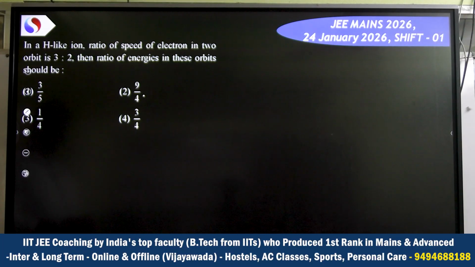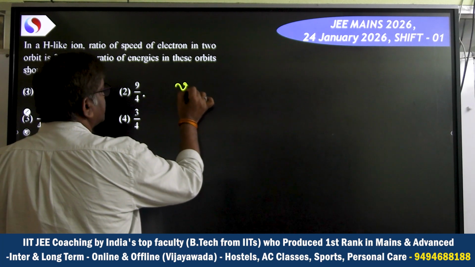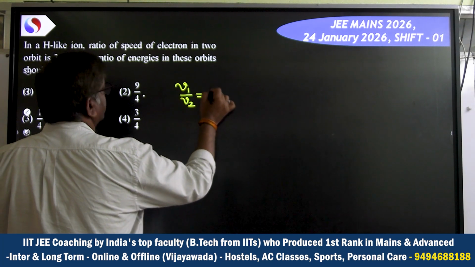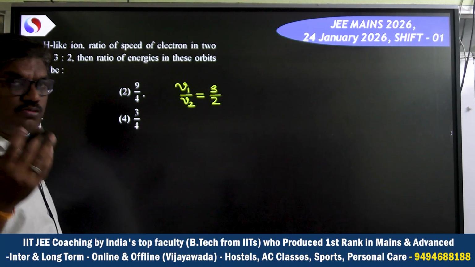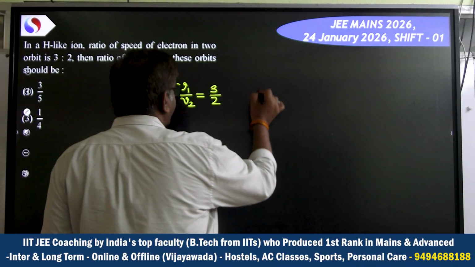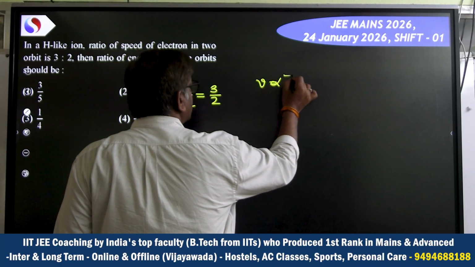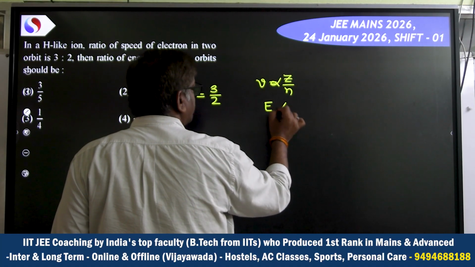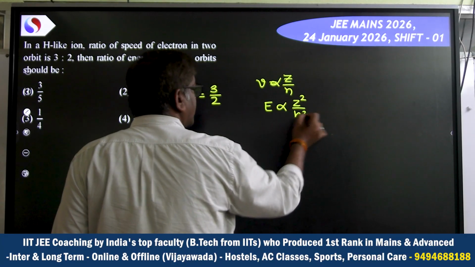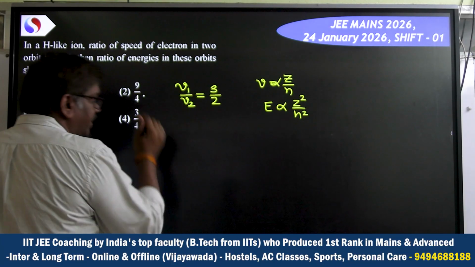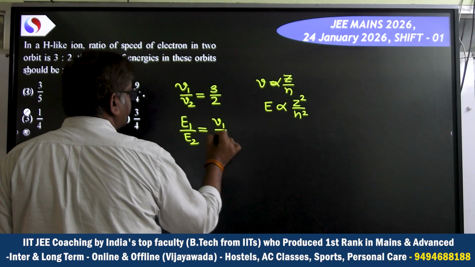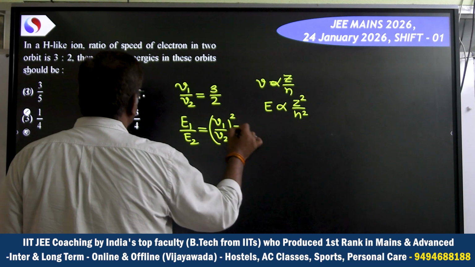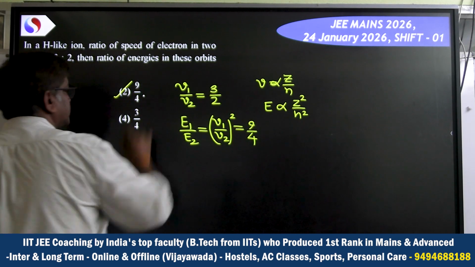Next. In a hydrogen-like ion, the ratio of the speed of the electron in the orbits is given to you. Either you remember the Bohr model that V is proportional to Z by N, and energy is proportional to Z square by N square. So if I have to find the ratio of E1 by E2, it is simply V1 by V2 whole square, which is 9:4, my answer.